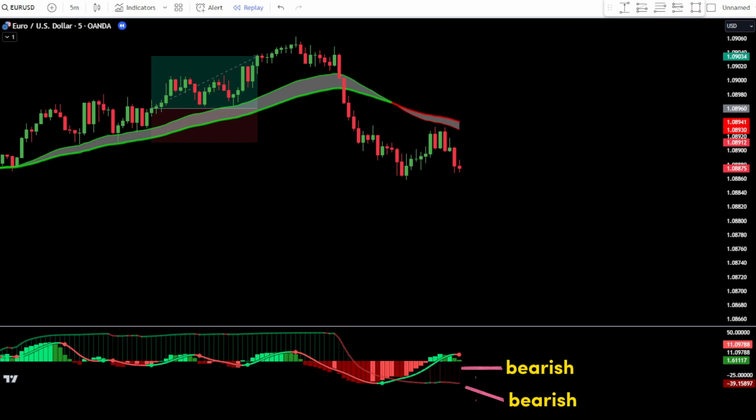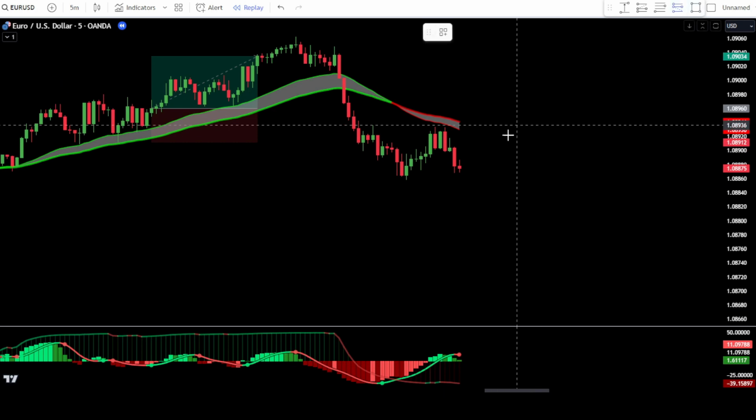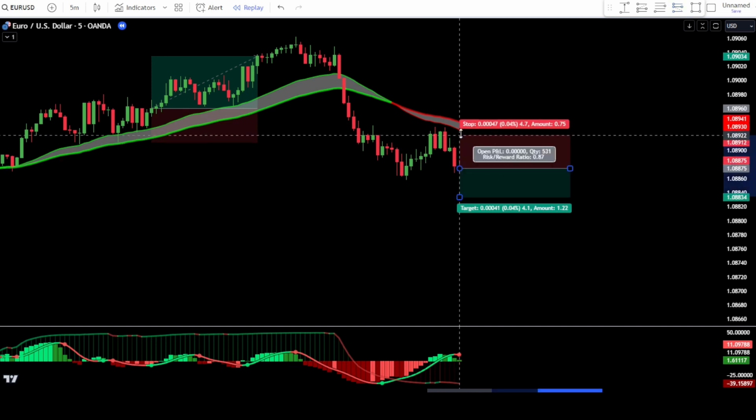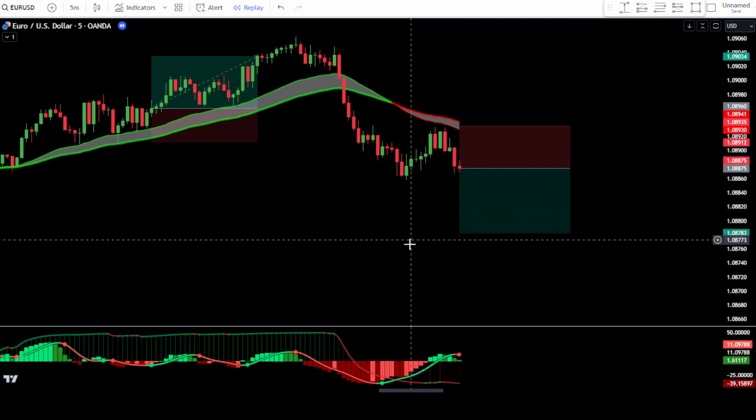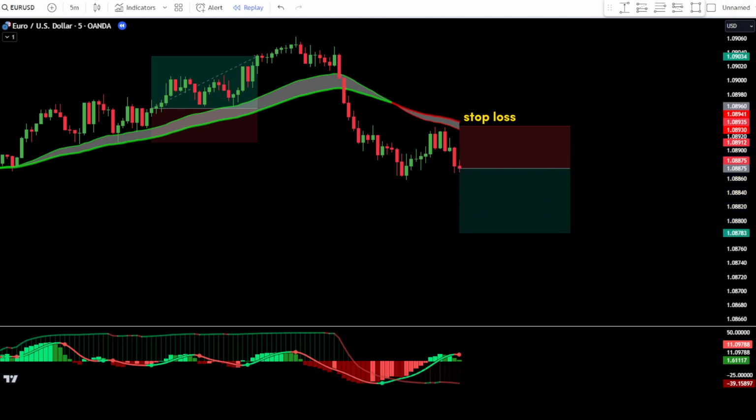Before entering, ensure that the B Xtrender trend histogram and B Xtrender trend line are also red. As confirmation, ensure that the formed candlestick is bearish. Once all conditions are met, you can place a sell order after the bearish candlestick closes. Place a stop loss at the last swing high. Target take profit using a risk-to-reward ratio of 1 to 1.5.